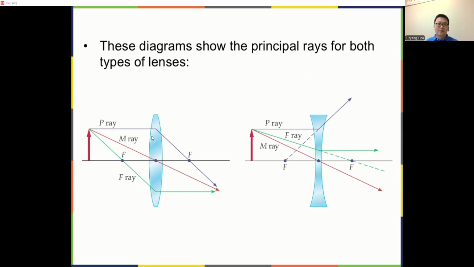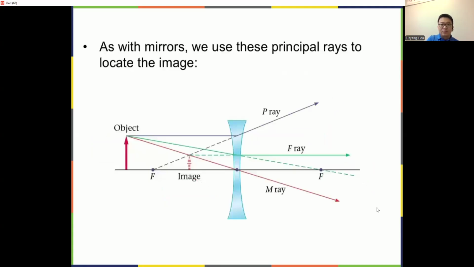For the convex lenses, depending on where you place your object, you could get a real image, or if you get very close to the lens, then you'll just be getting a virtual image. All right, so let's move on here.